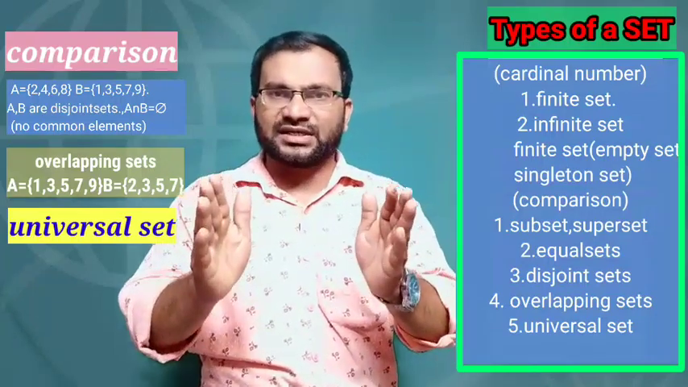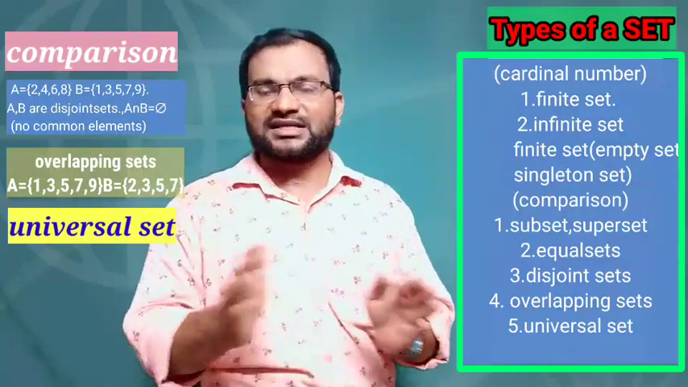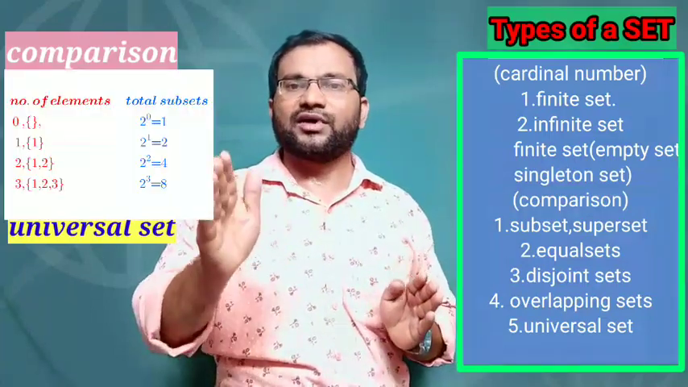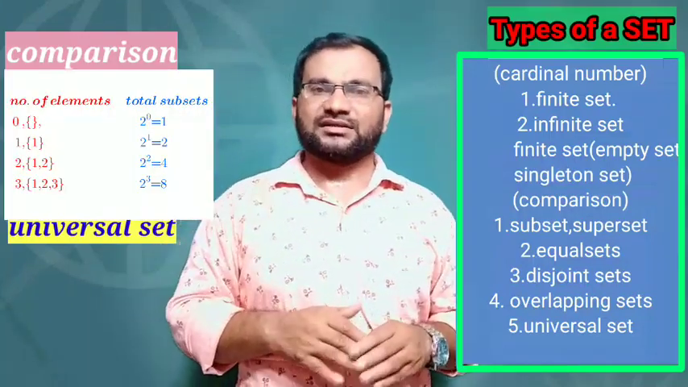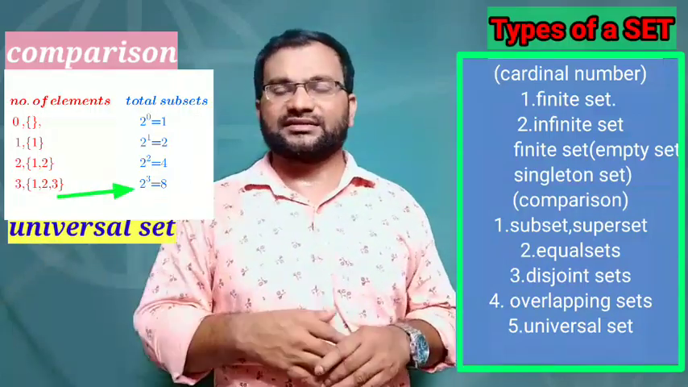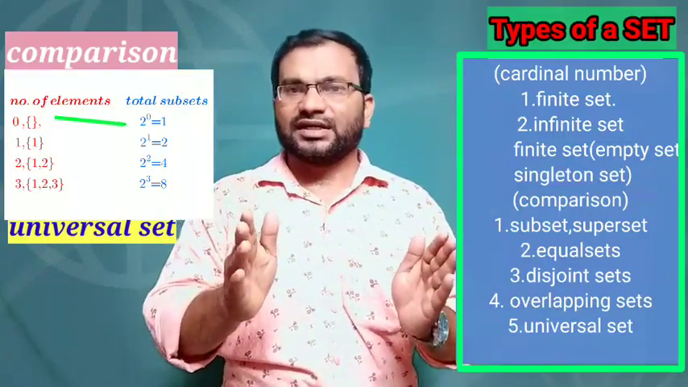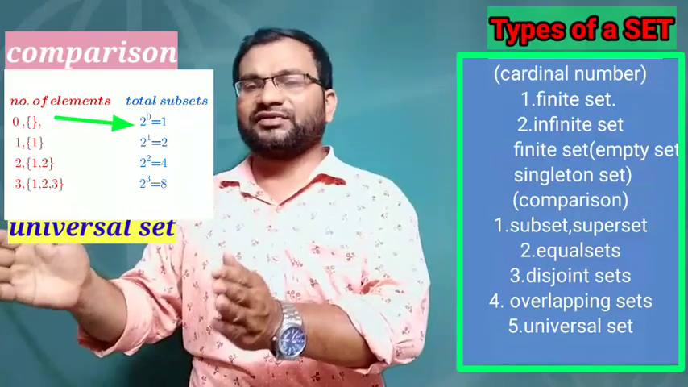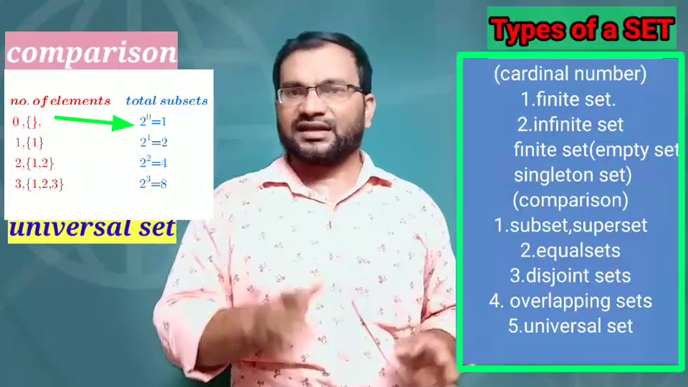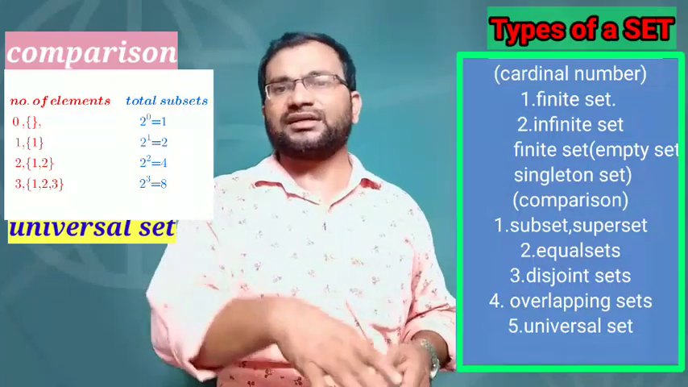From a particular universal set, we can write a number of subsets according to its cardinal number. That relation is, if a set has only one element, we can write 2 subsets. If it has 3 elements, we can write 2 cube, 2 into 2 into 2, 8 subsets. If it has no elements, that means the empty set, we can write itself as a subset. So the empty set is a subset of all sets, and a set itself is a subset of itself.